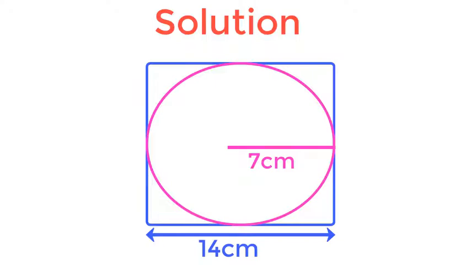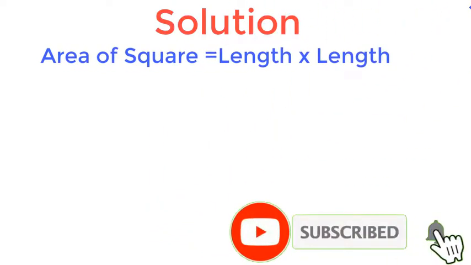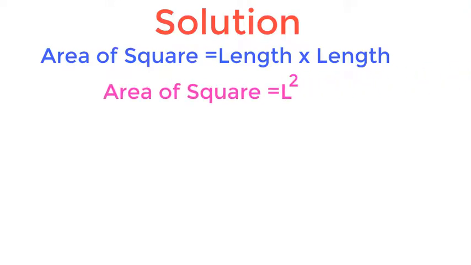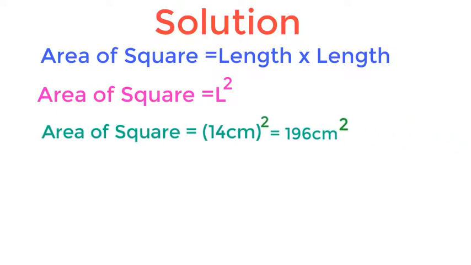Alright, so now that we know the length of the square, we can calculate the area of the square. Now the idea here is that if we want to find the area between the square and the circle, then we have to find the area of the square, find the area of the circle, and after that we subtract the area of the circle from that of the square. The area of the square is given by length times length, or length squared, or simply L squared, where L is the length of the square. So if the length of the square is 14 centimeters, then the area equals 14 centimeters squared. Now when we square 14 centimeters, we get 196 centimeters squared. Okay, so now we know the area of the square.